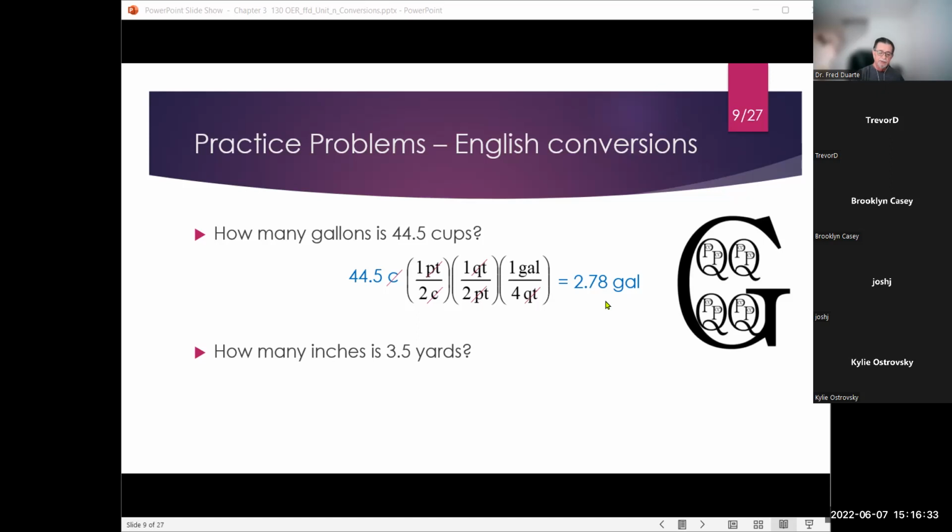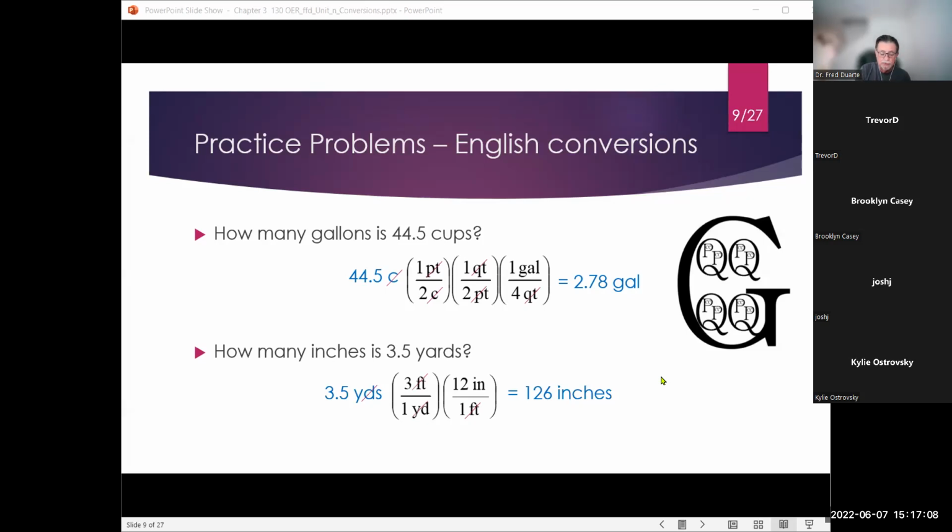Here we have how many inches in 3.5 yards. So we write down what we're given, 3.5 yards. We're looking for inches. I don't have that written down, but the first factor gets rid of yards and puts me into feet, okay? Now I gotta get rid of feet, and I know that there are 12 inches in 1 foot. Check my units, feet cancel, yards cancel, leaving me with units of inches. And do the math, I end up with 126 inches.